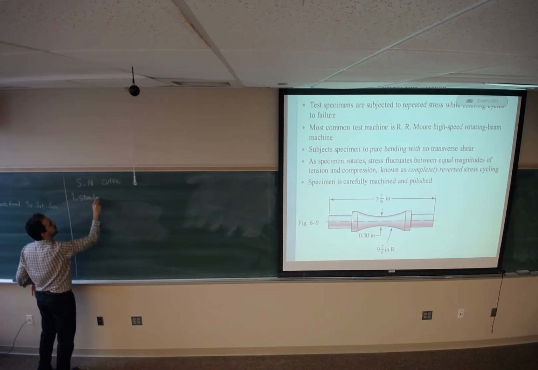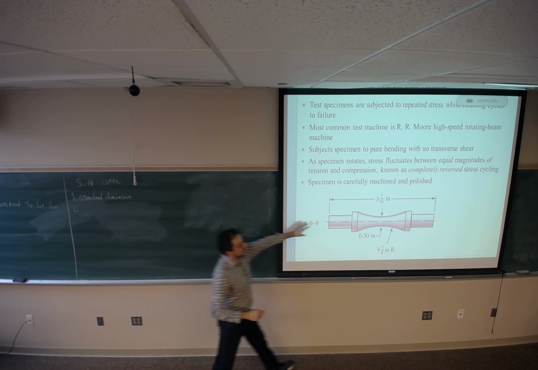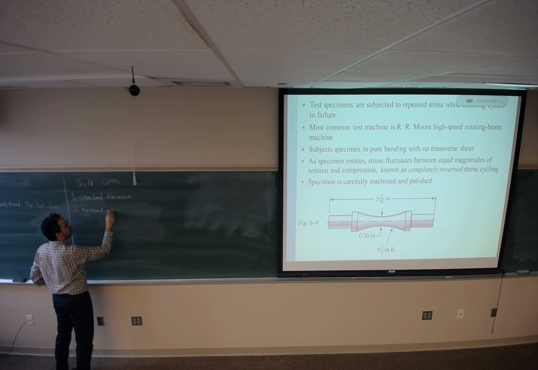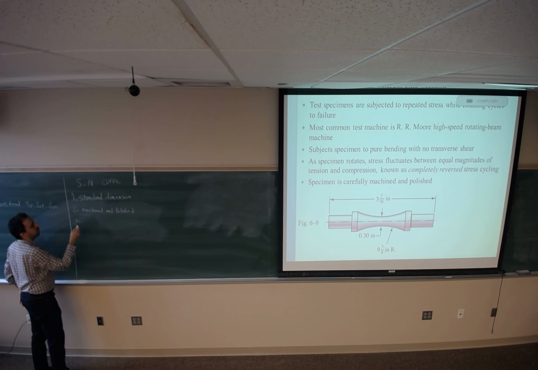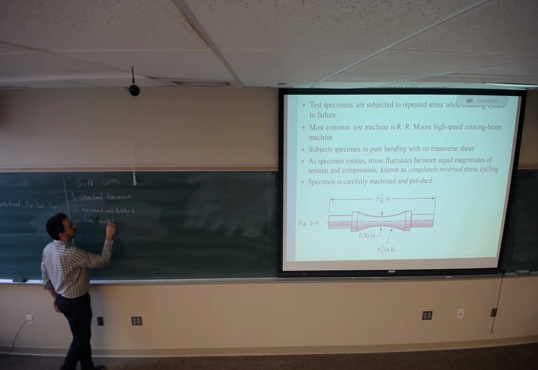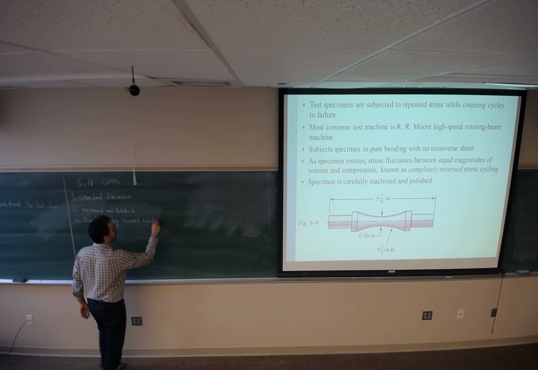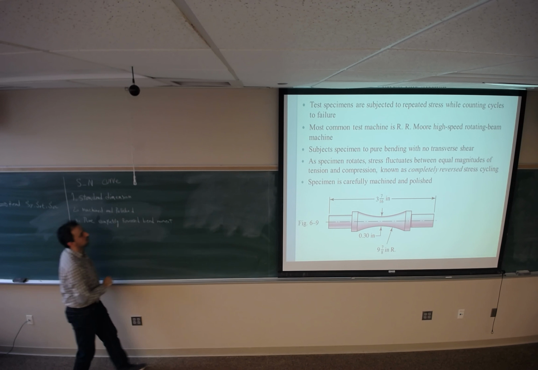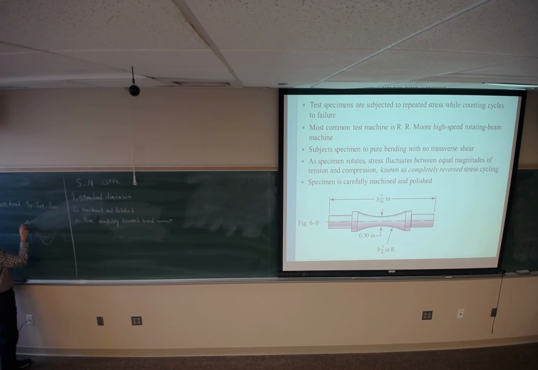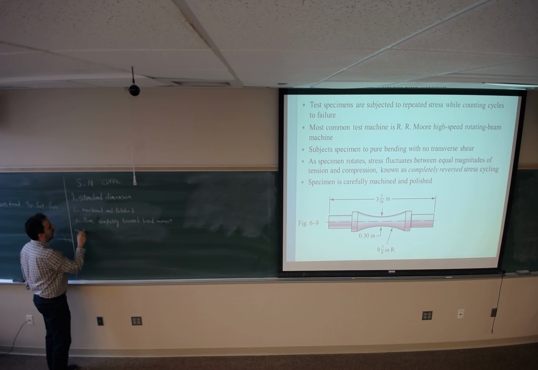So these are the specification of the test specimen, standard dimension. It should be machined and polished. And then you apply pure bending, a completely reversed bending moment. So the load that you apply is a pure bending moment, and it's going to completely reverse. We talked about that. It should move like the sine function, and it's working at room temperature.